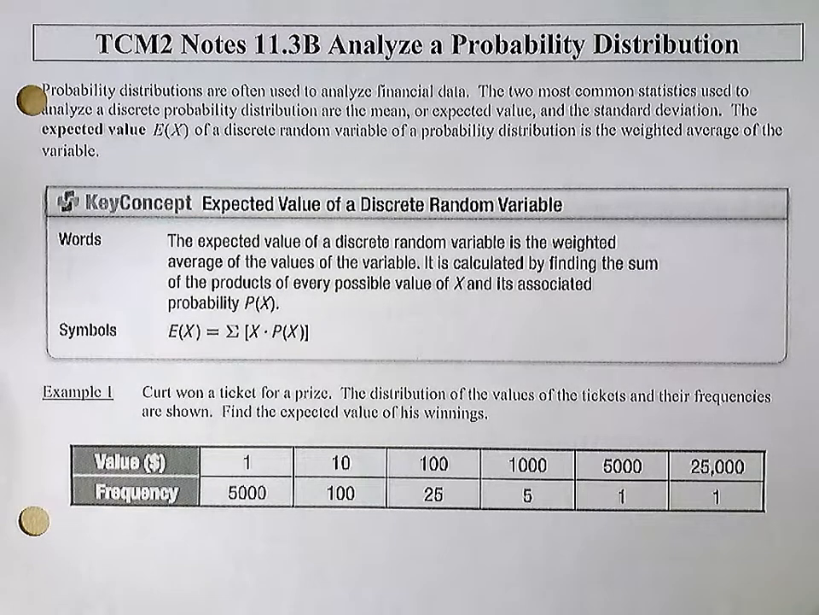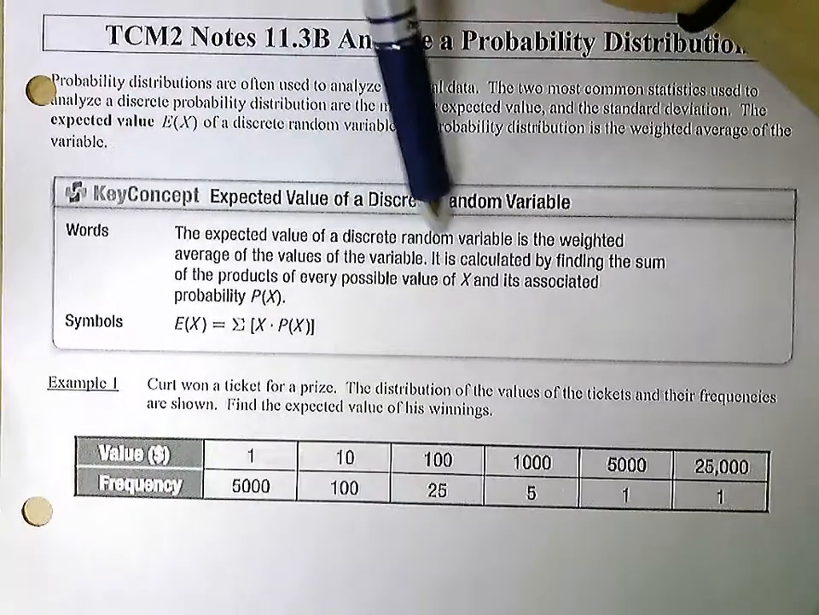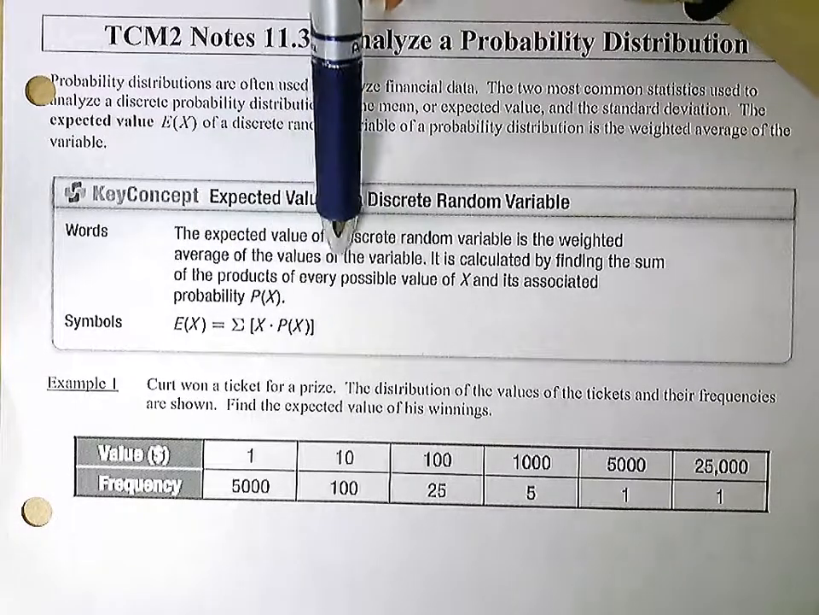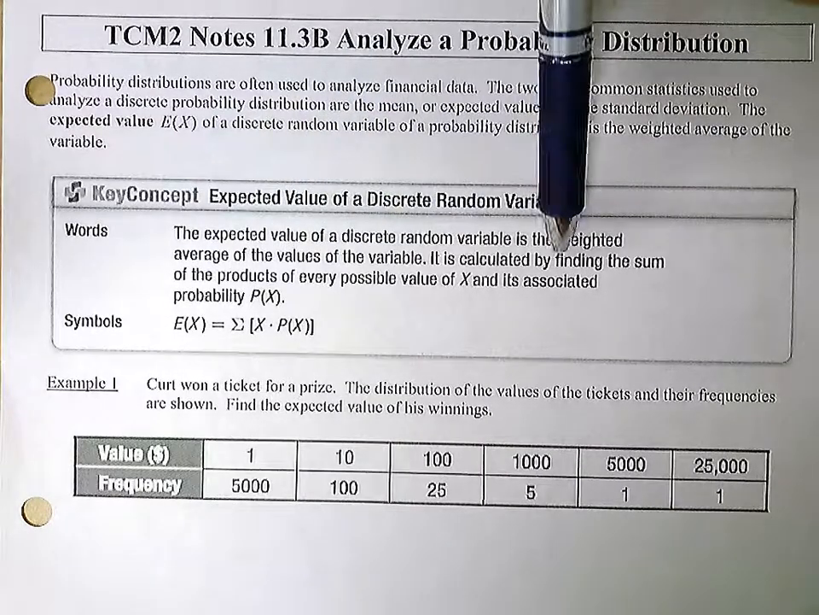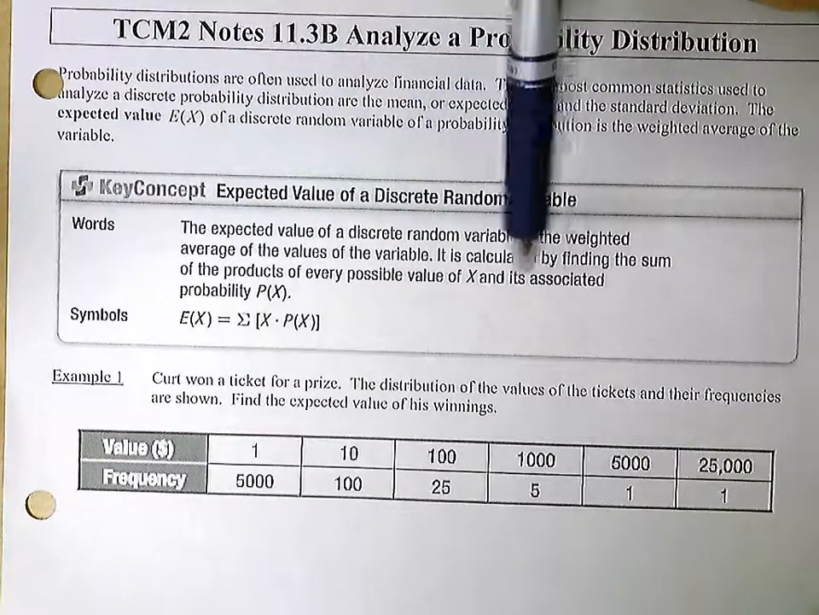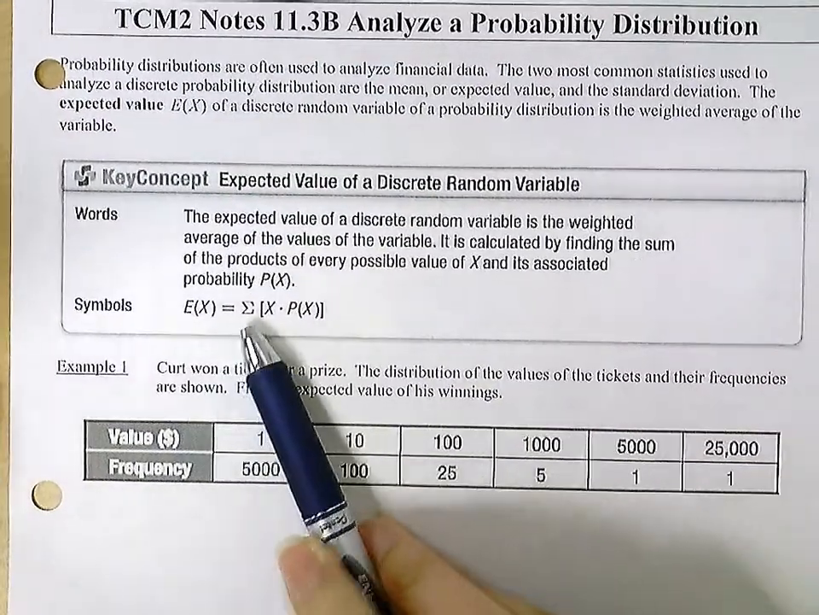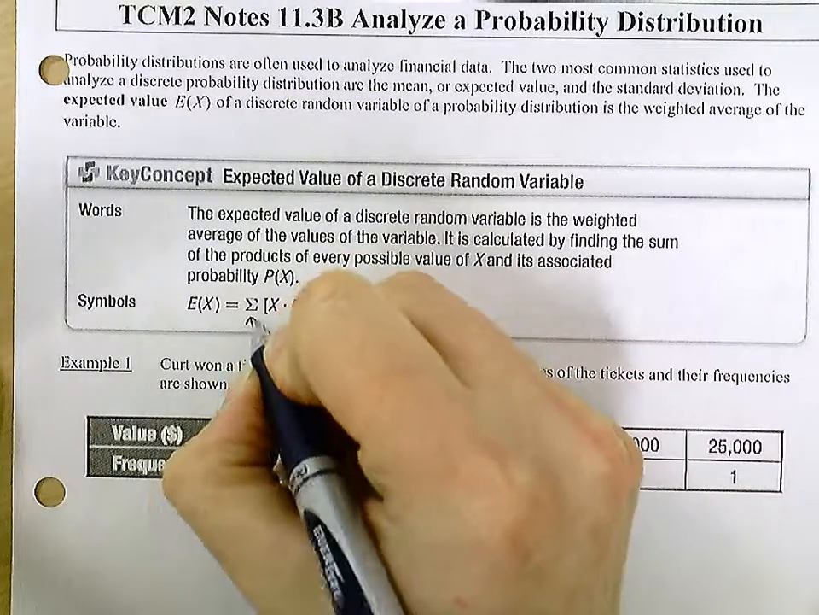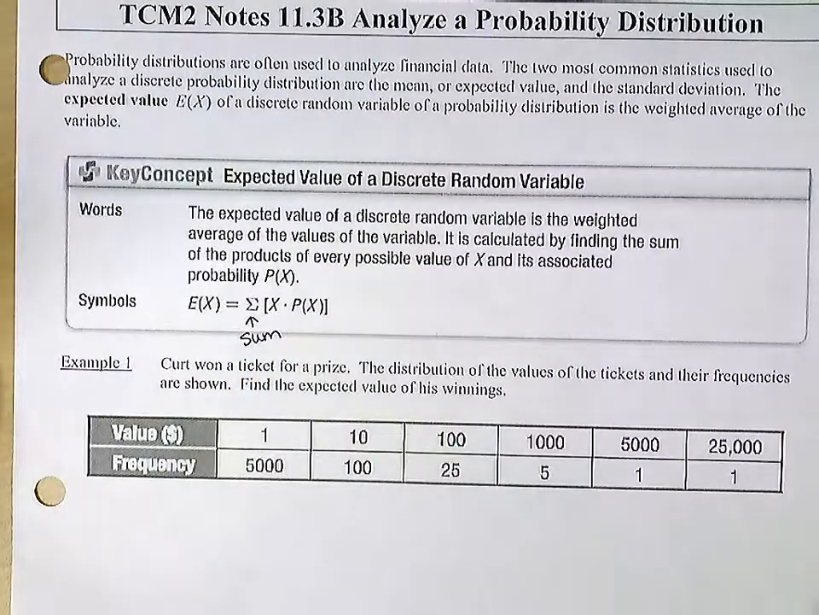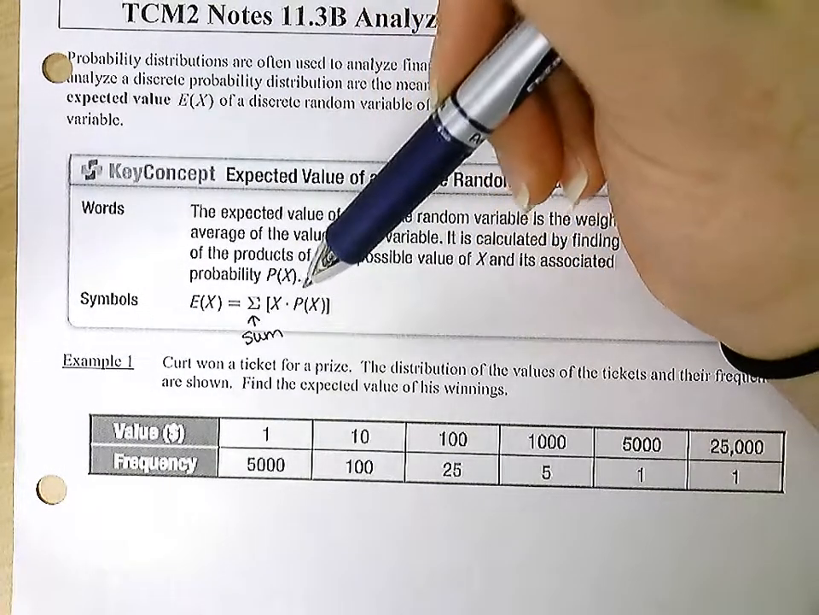So to find our expected value, the expected value of a discrete random variable is the weighted average of the values of that variable. It is calculated by finding the sum of the products of every possible x value and its associated probability. So to find expected value, we're going to take the sum. That's what this means right here. That's the sum of our x value times its probability.